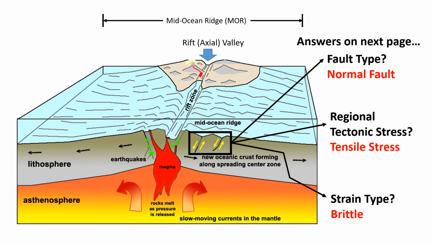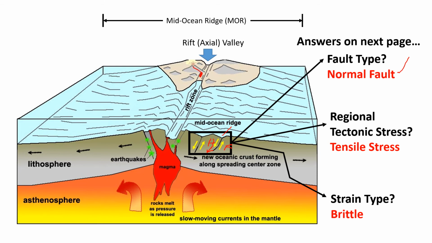Well, these are normal faults because keep in mind that if we focus on this fault right here, this would be the hanging wall of that fault. This would be the footwall. And you can clearly see in this case along this fault that the hanging wall is moving down relative to the footwall. So that makes all of these faults bordering the axial valley normal faults.